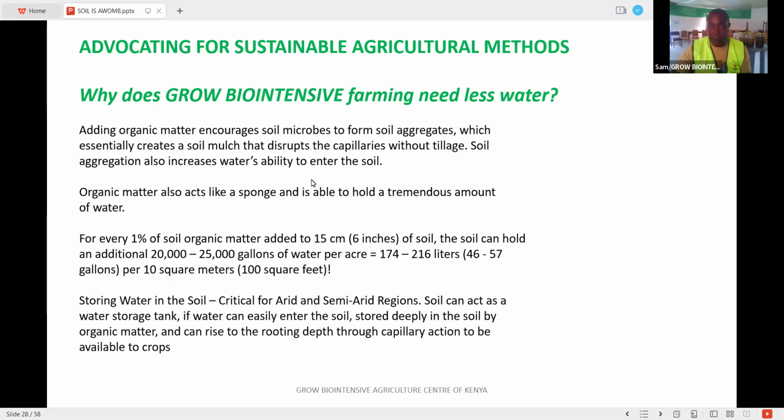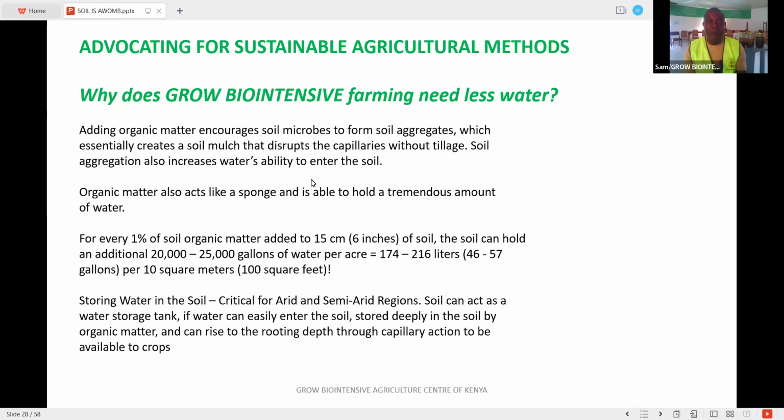All right. So that is how good global intensive system is. And as I said, the more organic matter you add in the soil, the more water you hold for yourself. And not water in excess, but just optimum water for growing food.